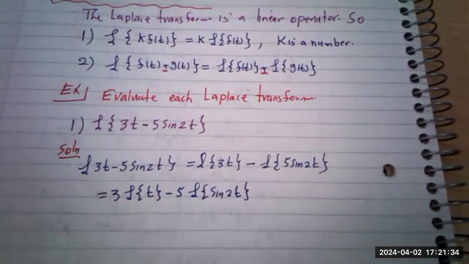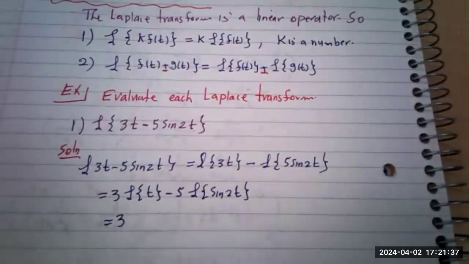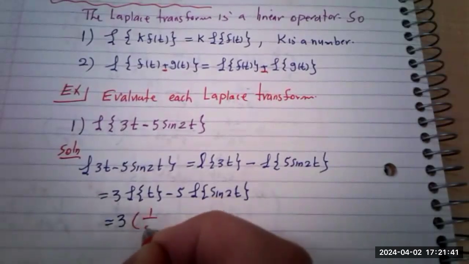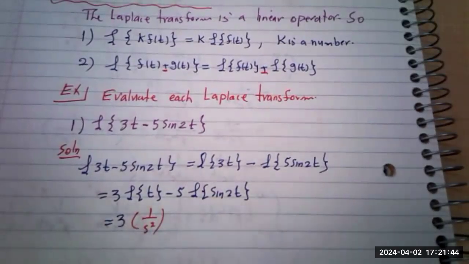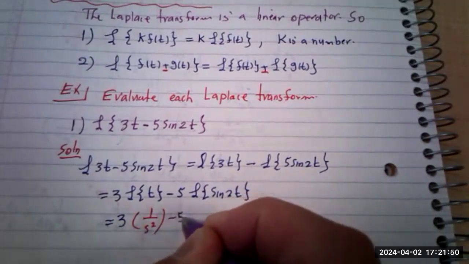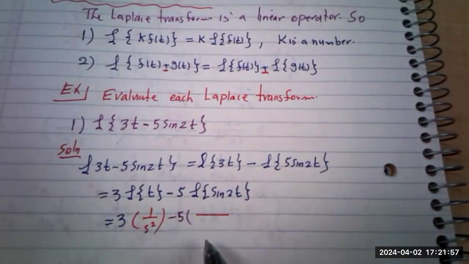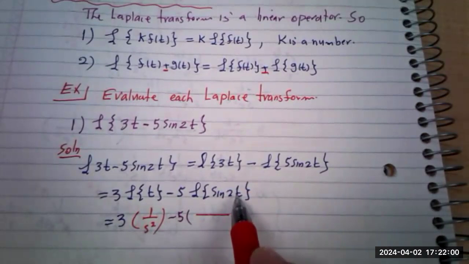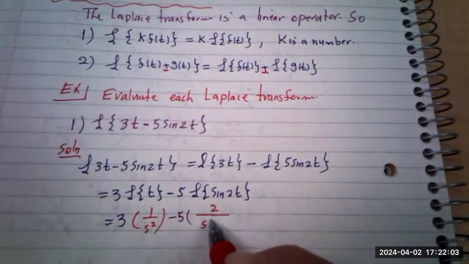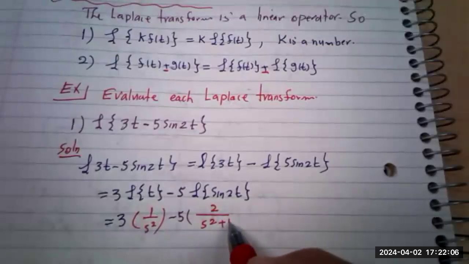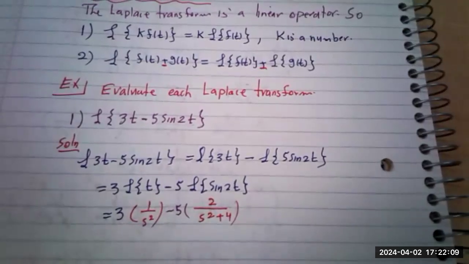Now we substitute. So it's going to be 3 times Laplace of t. We know it is 1 over s squared. Carry your table or just memorize these formulas that we need. Minus 5 times the Laplace of the sine. The sine, remember, is a over s squared plus a squared, where a is the coefficient of t, which is 2. So 2 over s squared plus 2 squared, which is s squared plus 4. These formulas are going to be available. Remember that: Laplace of sine at is a over s squared plus a squared.